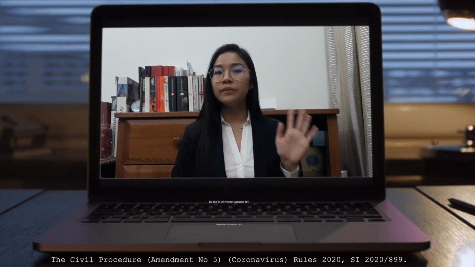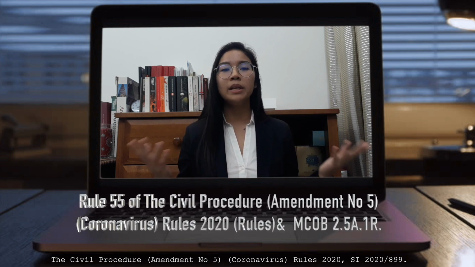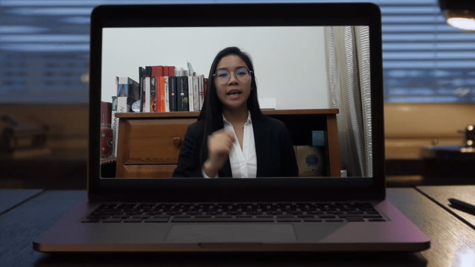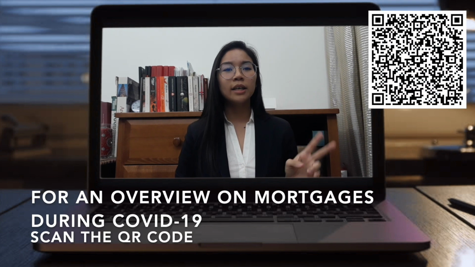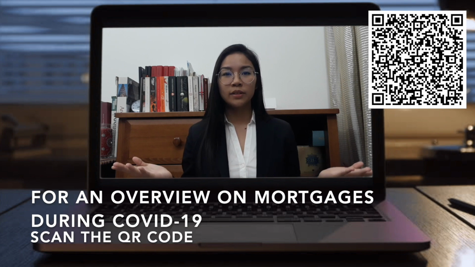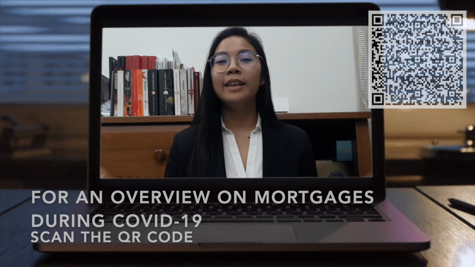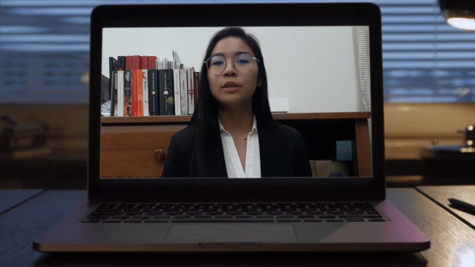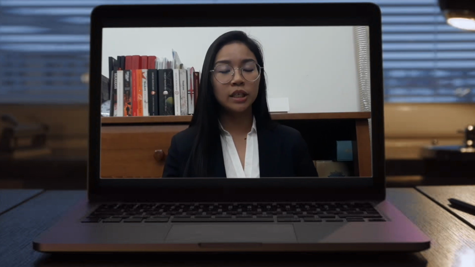Furthermore, Rule 55 of the Civil Procedure, Amendment No. 5, Coronavirus Rules 2020, has put a stay on all proceedings for warrants of possession from 22nd August 2020 until 20th September 2020. Now, Ashraf will conclude our thoughts on whether or not an appropriate balance has been struck between the interests of mortgagors and mortgagees.